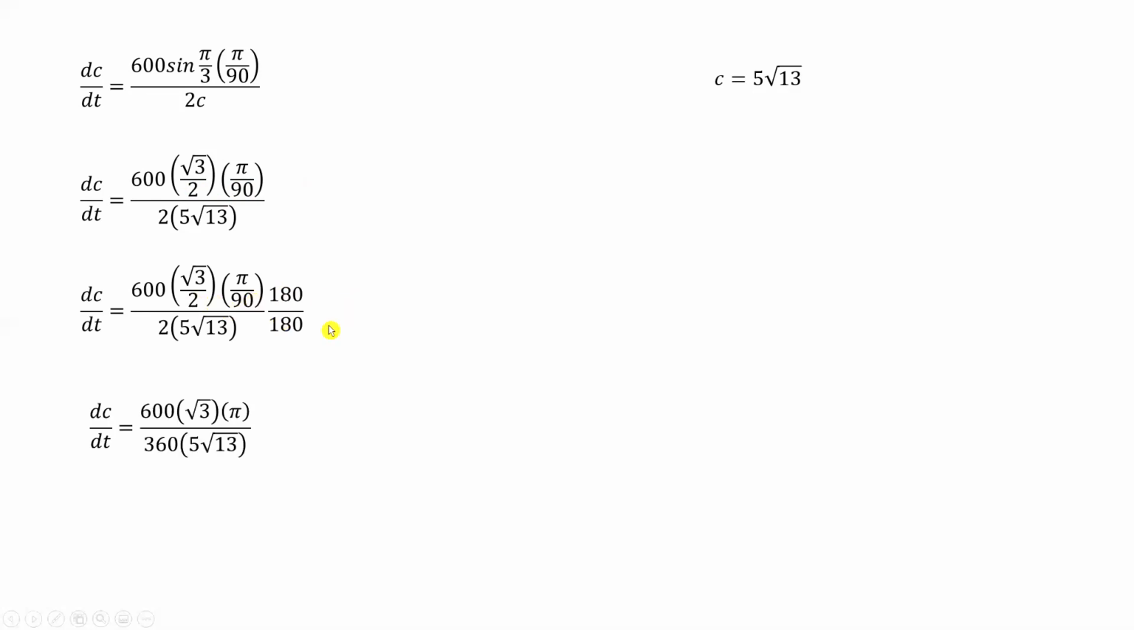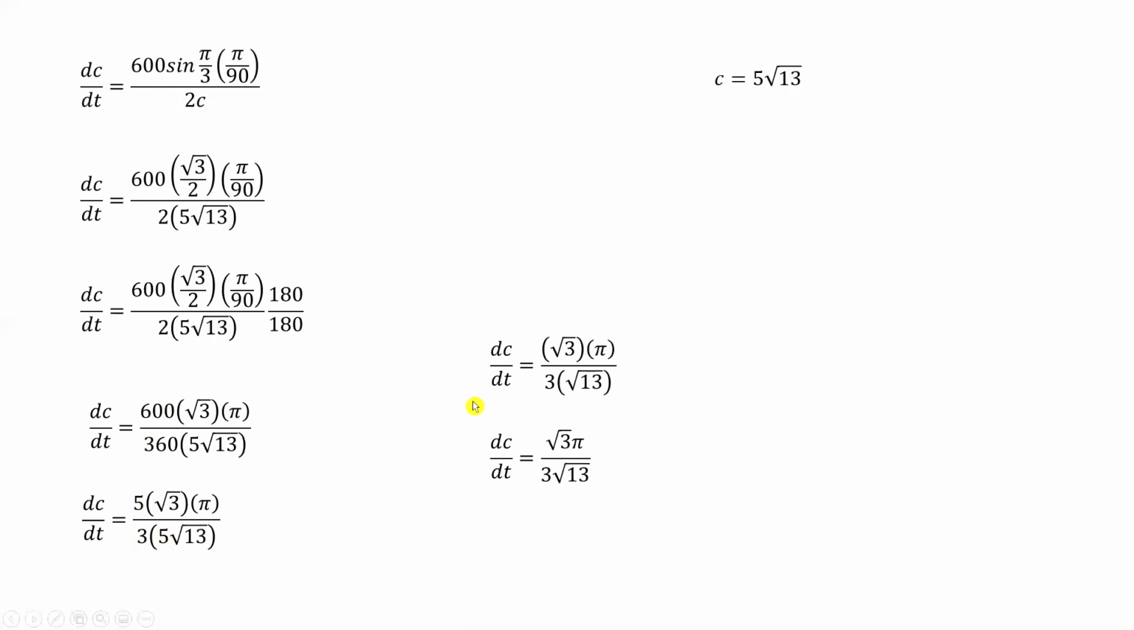When we do that, the 2 and the 90 in the denominator get eliminated by the 180, and the 180 in this part of the fraction gets multiplied by 2. If you would like to do this without using a calculator, 600 and 360 have a common factor of 120. And when we divide by 120, we'll end up with 5 and 3. And then those 5s can also get eliminated. Clean that up, and we have root 3 pi over 3 root 13.